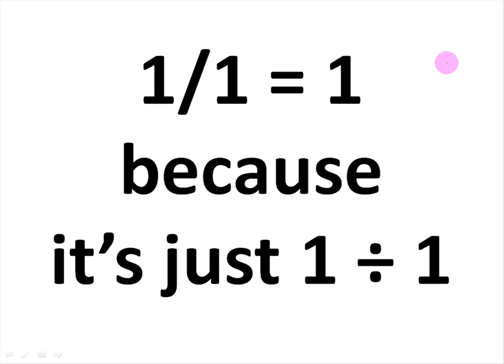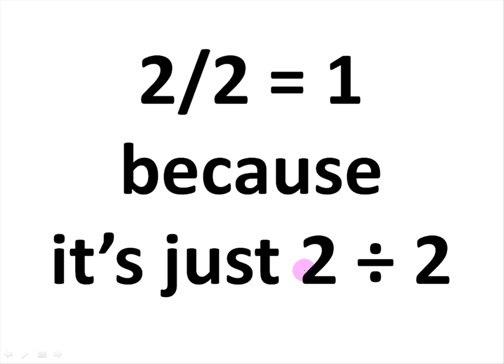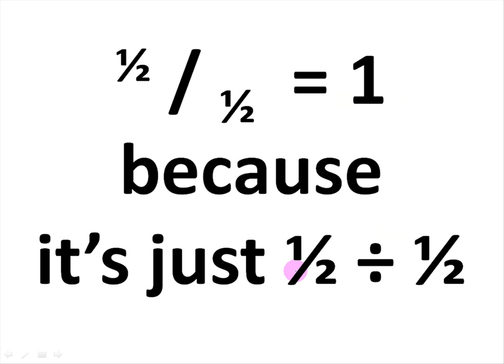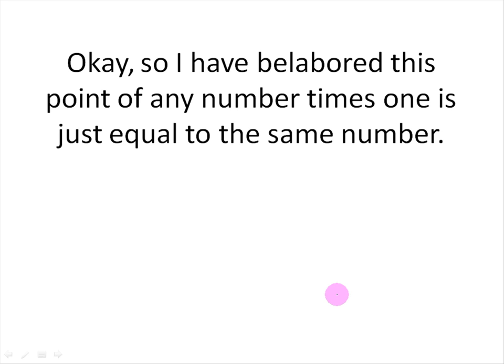Well, 1 over 1 is 1 because it's just 1 divided by 1. How many times will 1 go into 1? 1 time. 2 over 2 is 1 because it's just 2 divided by 2. How many times will 2 go into 2? 1 time. 5.5 over 5.5 is 1 because it's just 5.5 divided by 5.5. How many times will 5.5 go into 5.5? Exactly 1 time. 1 half divided by 1 half is 1. How many times will 1 half go into 1 half? 1 time.